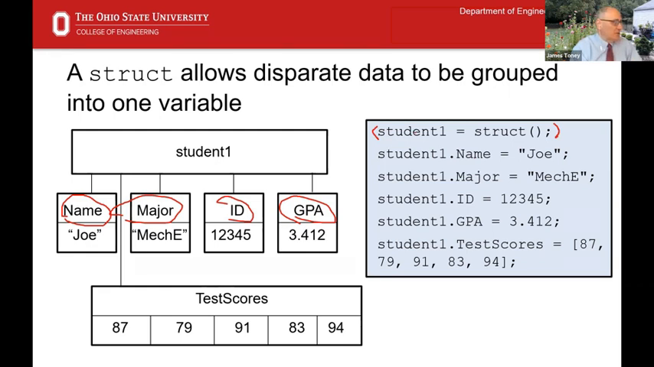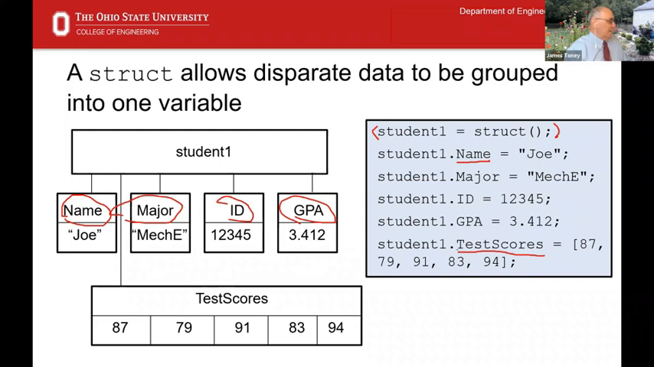Okay, so we're making a struct called student1, and then we put a name field, and the value of that name field is going to be Joe. You can think of these as like sub-variables, maybe. Then you add a second field called major, which has the value Meki. ID is going to be 1, 2, 3, 4, 5, and GPA is this. And then test scores is actually going to be an array. So just like with a cell array, you can put an array within a struct. Okay? So a field of a struct can be an array. It can also be another struct, which is what you're going to do in one of the exercises.